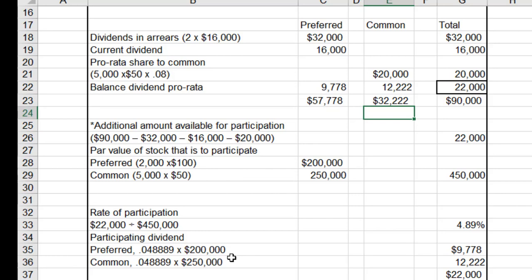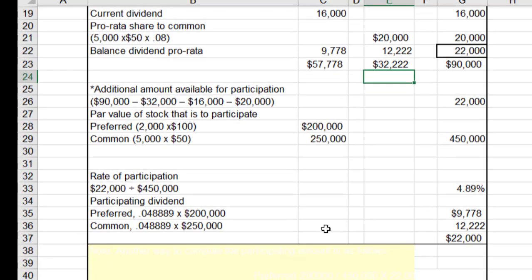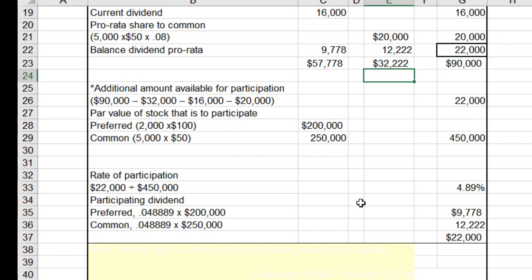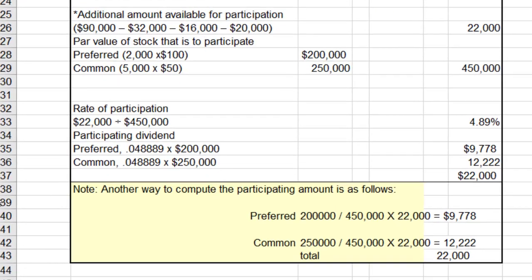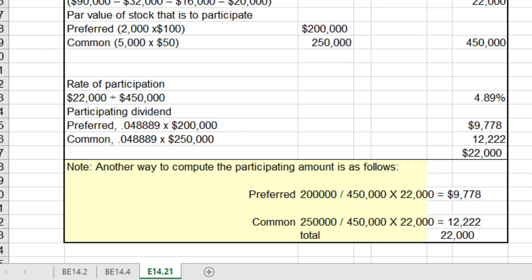This method of allocating between the two, I don't really like it. In my opinion, the way I always did it is a little bit more straightforward. I went over the first method because that's how they show you in the book. But what I would do is just take the 200,000 and see what percentage that is of the total 450,000. That gives you a percentage, and then you multiply that by the 22,000 and you get 9,778. You take the 250 out of 450, that gives you a percentage, and multiply that by 22,000. Now that gives you the 12,222. In my opinion, it's just a more straightforward way of doing it, and you get the same answer. So I just wanted to show you that in addition to the way they show you in the book.